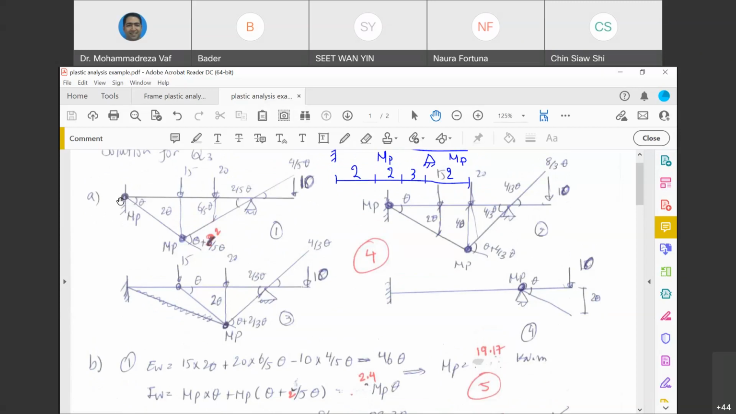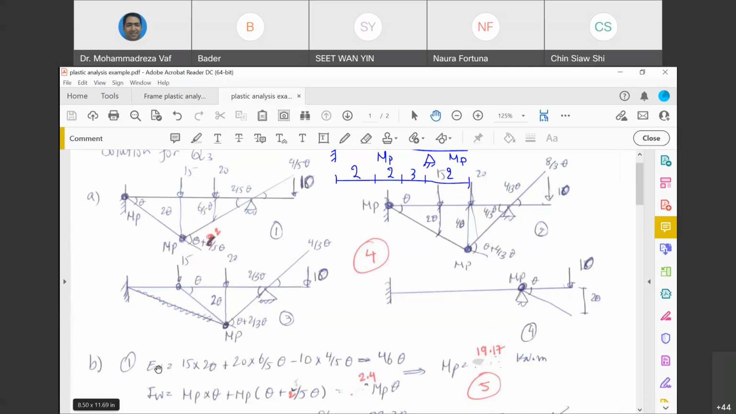So we have one plastic hinge here and one plastic hinge here. These are the places that have done work for us. Other places, there is no work. Only the place where you see a plastic hinge, work has been done. So MP multiplied by theta, and then MP multiplied by theta plus 2/5 theta. And then it's going to give you 2.5 MP theta.